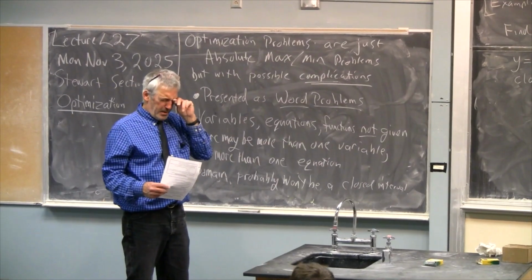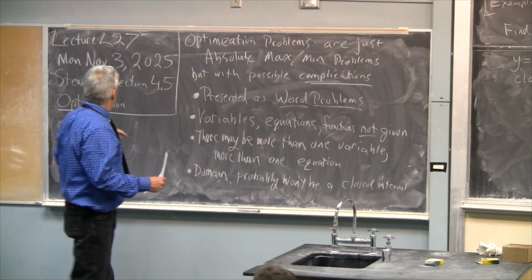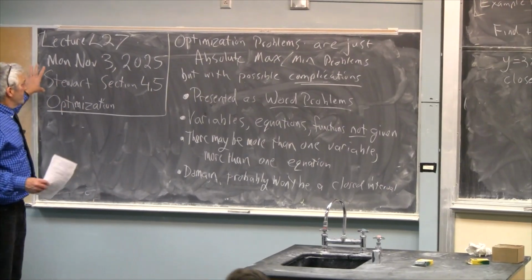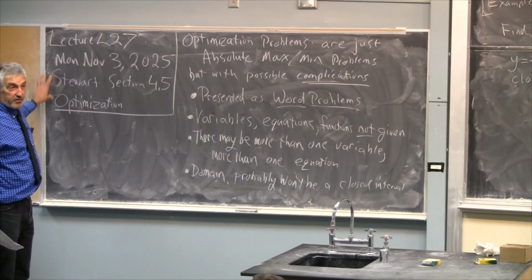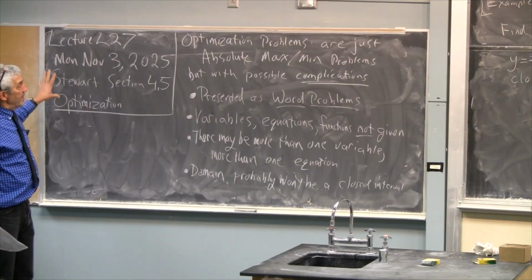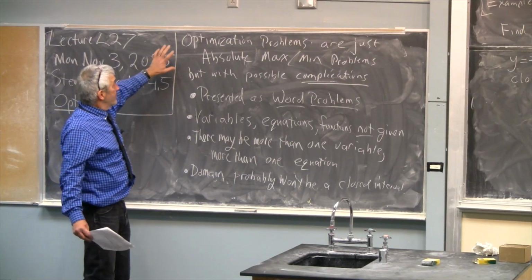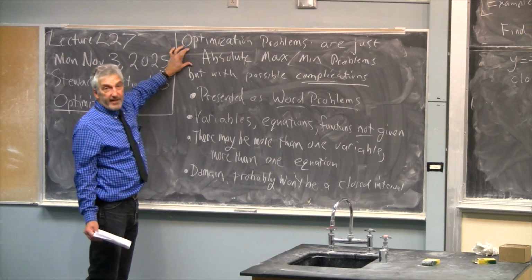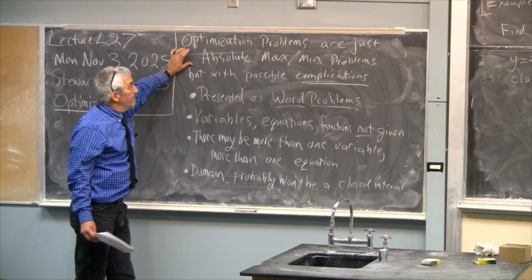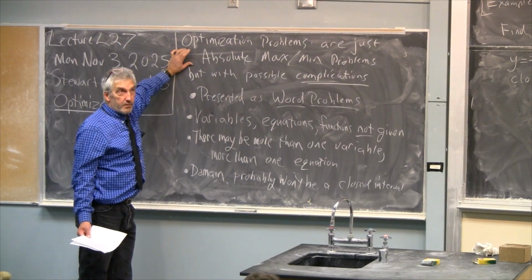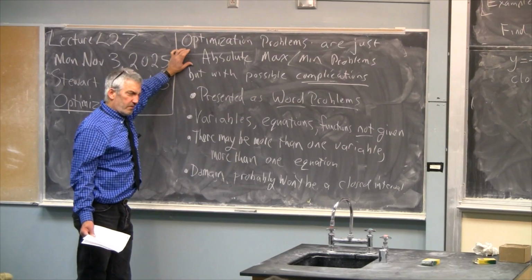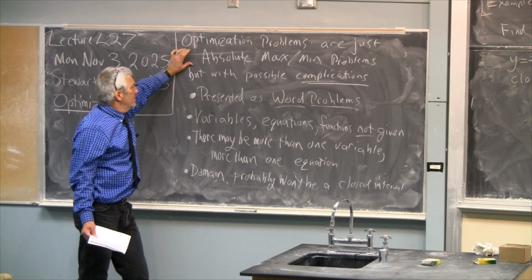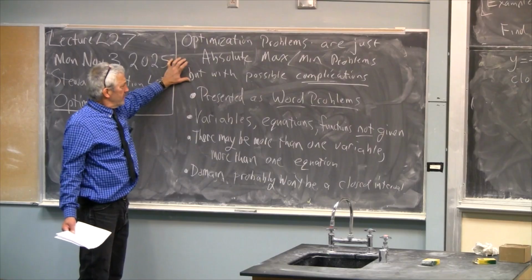Happy November, happy Monday. We're discussing Stewart section 4.5 today, which is optimization. So optimization problems are simply absolute max-min problems, which we've done before. We did those, I think in section 4.1? But they have possible complications.